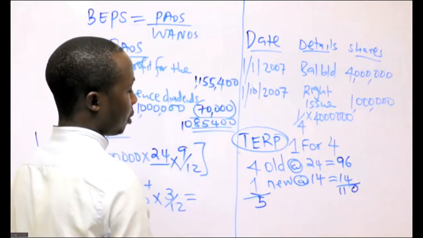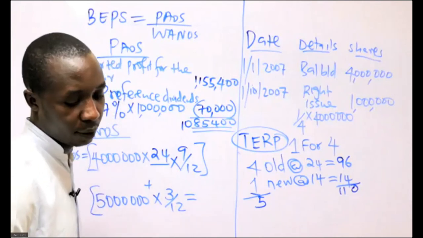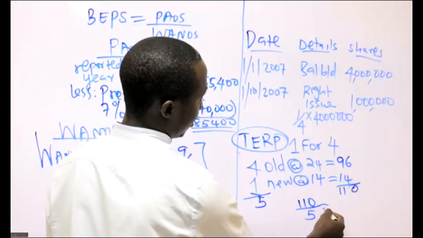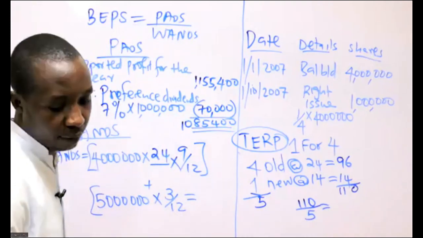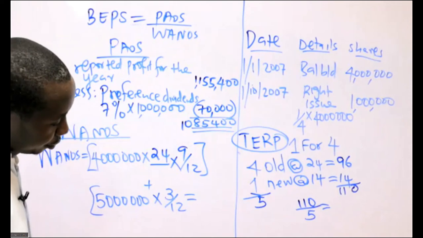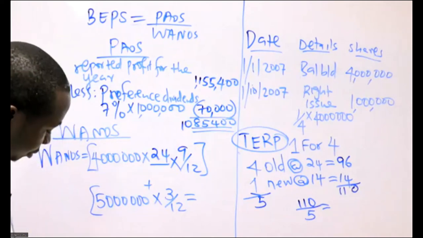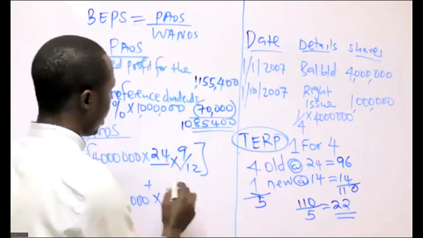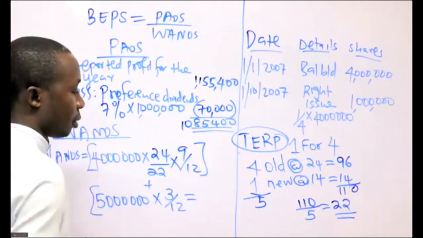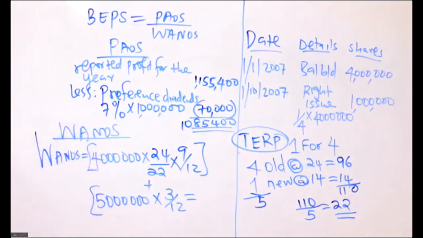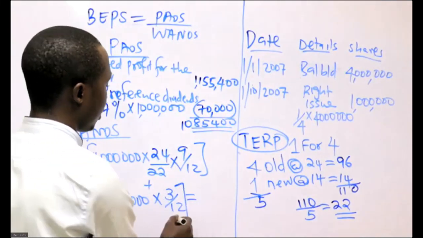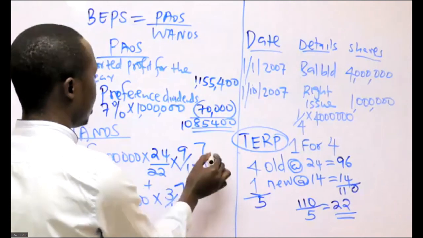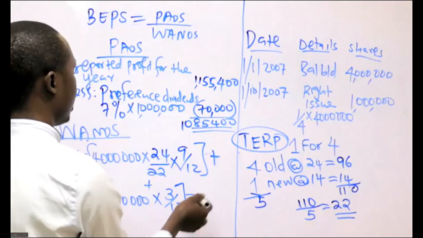And this one you add. If you have four, you are given one new, you get five. So 110 divided by 5? 22. Yes, that is how you get your theoretical ex-rights price. So give me the answers for this and this. You can add them, or you just do it once, because this is just a continuation. So you get an answer there.